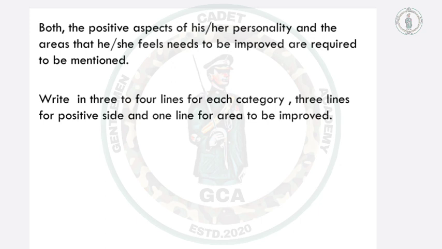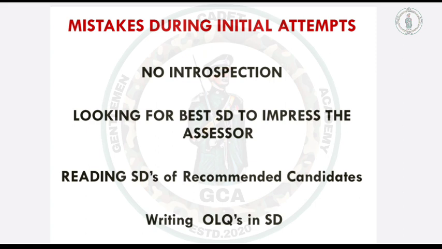So let us now discuss my strategy. Let us first discuss the mistakes that I made during my initial attempts. The very first was that there was no introspection, and I was looking for the best SD from various sources. For example, I was reading the SDs of recommended candidates from various websites. Then I was reading SDs from various books, basically to impress the assessor so that my SD would look good. And this was the biggest mistake.